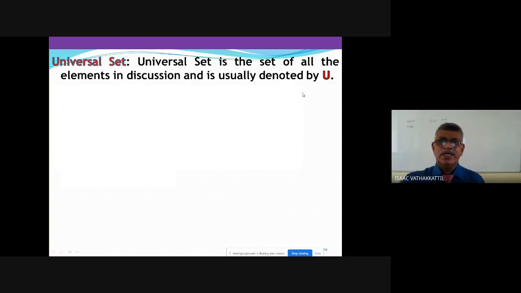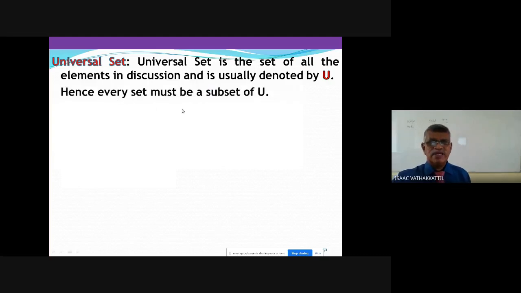See, we are using English alphabets for sets, but this capital U I am reserving for the universal set. Universal set means it is a set containing all possible elements. Hence, every set must be a subset of the universal set.